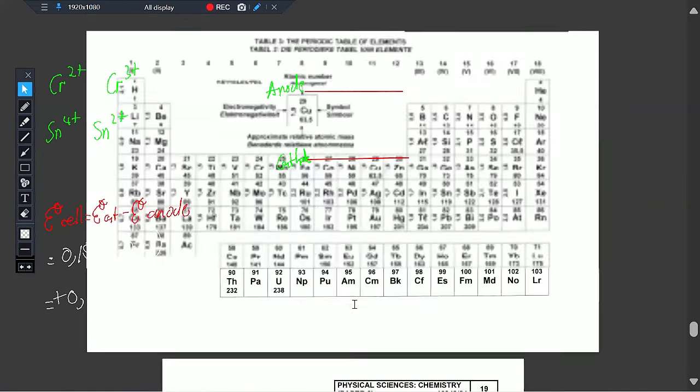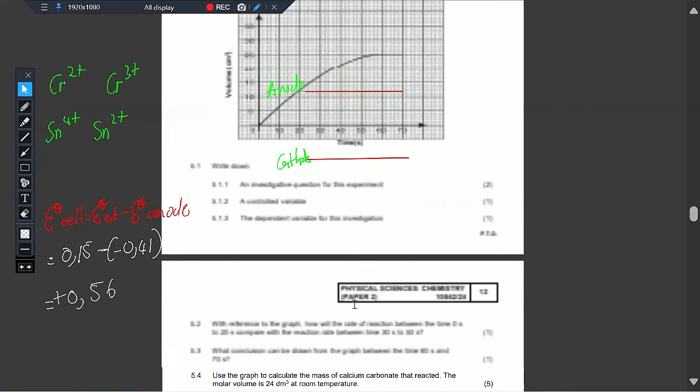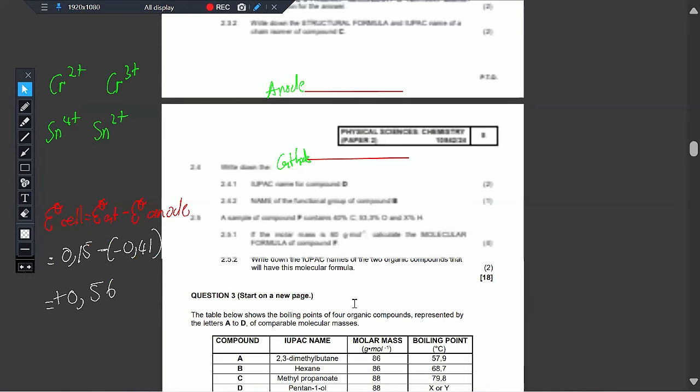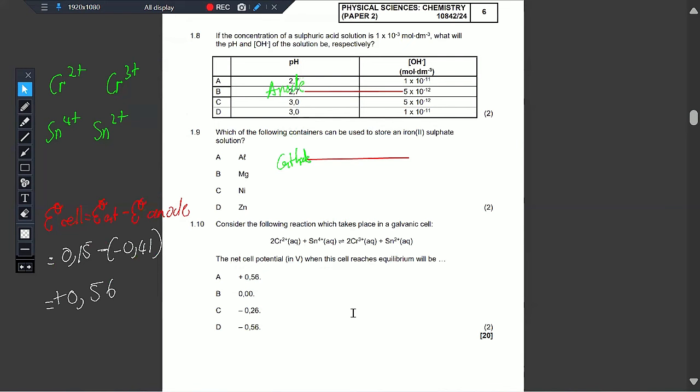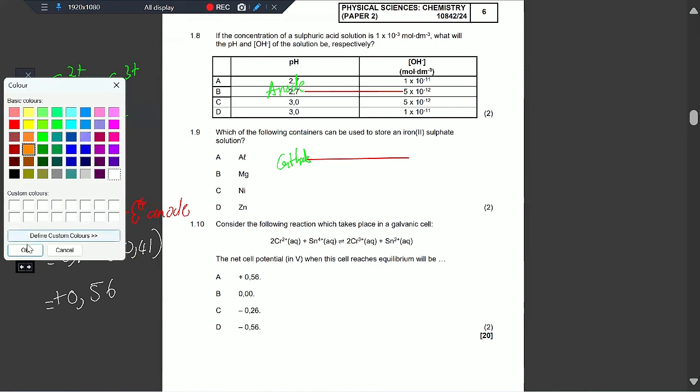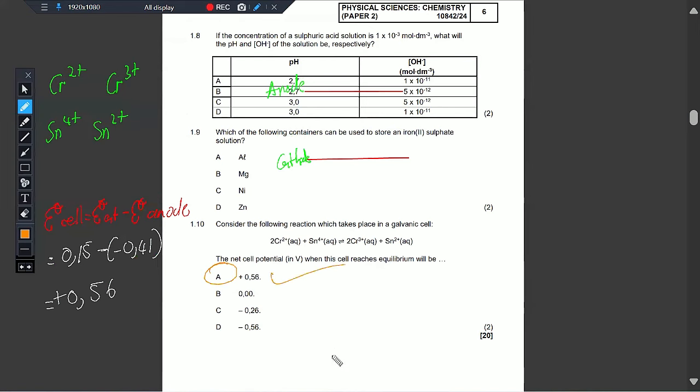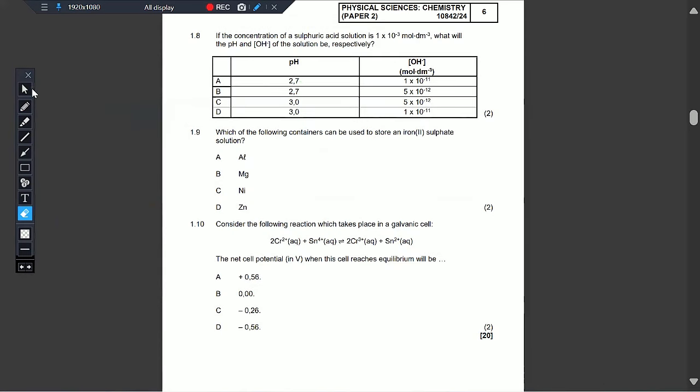Now let's go and look for the options and see which one corresponds to that. Going back here, which one shows positive 0.56? That's option A. So option A would have to be the correct one. Okay, nice. So that's how you were supposed to tackle your multiple choice questions. It was a pretty fair multiple choice question, nothing really difficult there. So let's now go to question number two, organic chemistry.